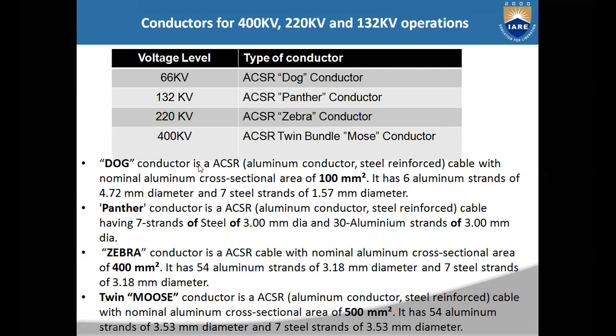So these are the standard values now. This dog type ACSR conductor will have 6 aluminum strands and 7 steel strands. Then if your voltage is increased to 132 kV, you have to use the ACSR Panther type conductor. That Panther type conductor will have 7 steel strands of 3 mm diameter and 30 aluminum strands.